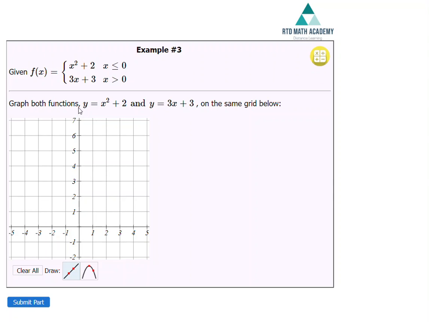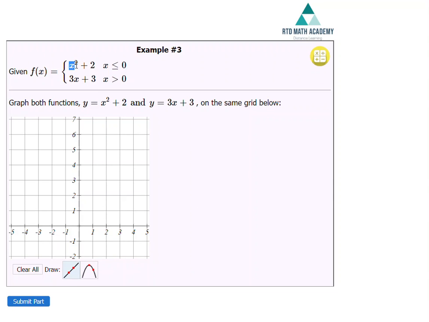Let's take a look at this example. So we're given a piecewise function. It says f of x is equal to x squared plus 2 when x is less than or equal to 0, and f of x is equal to 3x plus 3 when x is just greater than 0. So let's graph both these functions on the same grid below. We have a couple tools that allow us to do that.